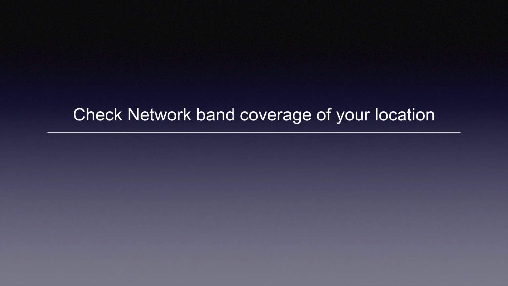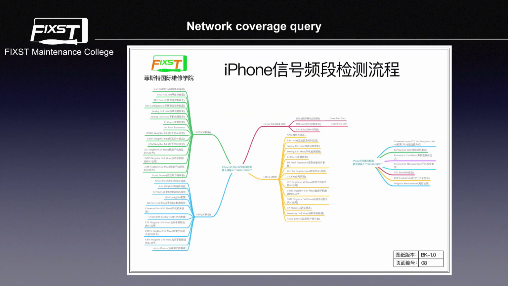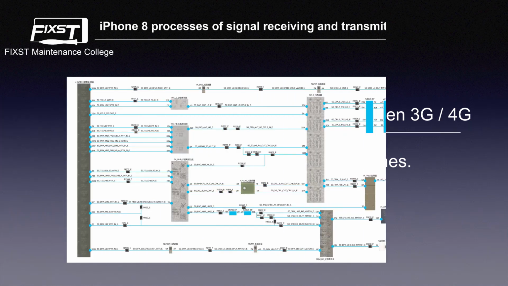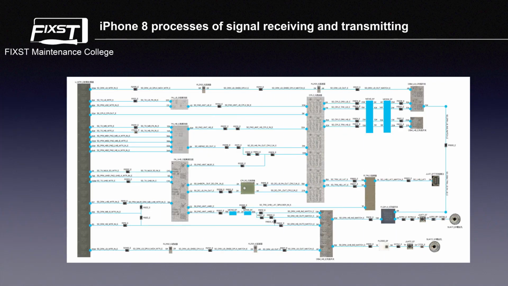And next, check the network band coverage of your location. Here's a picture of a network coverage query for your reference. When repairing the signal path, fix 2G first, then 3G or 4G. When the signal path has an error, fix the receive lines first, then the transmit lines. Now, let's check the iPhone 8 process of signal receiving and transmitting with this picture.